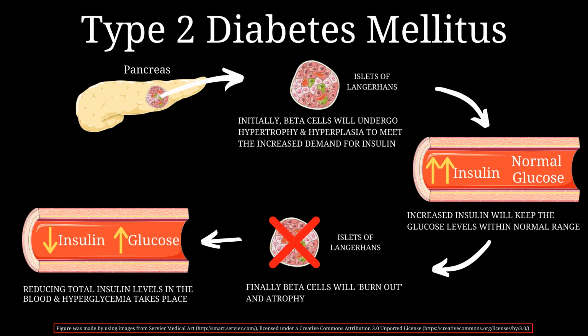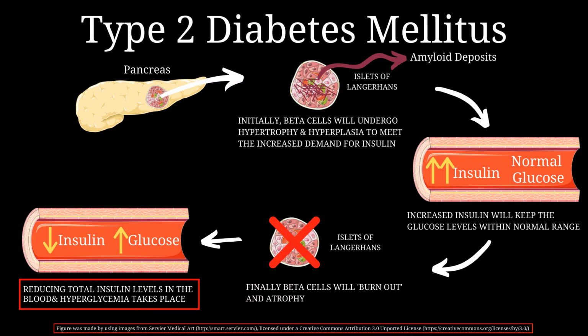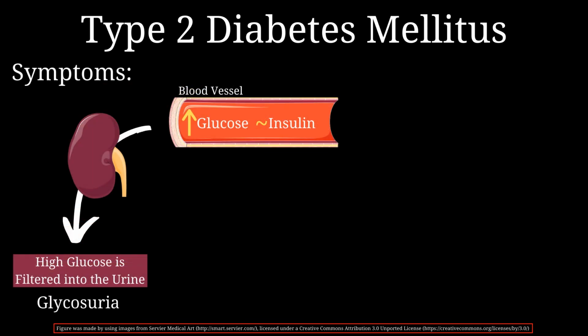Like I mentioned in the previous slide, beta cells of the pancreas undergo hypertrophy and hyperplasia, so they can pump out more insulin in order to keep the glucose levels normal. In doing so, amyloid deposits build up in the pancreas, which can be seen on histology. Amyloid does not really have a significant function. So anyways, as the disease progresses, the beta cells eventually burn out and atrophy, finally losing all their ability to produce insulin. This decreases the total insulin levels in the body and causes hyperglycemia. And from this point onwards, the patient starts experiencing symptoms associated with hyperglycemia. Let's discuss them in the next slide.